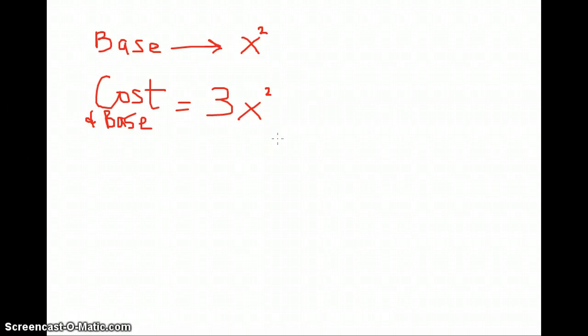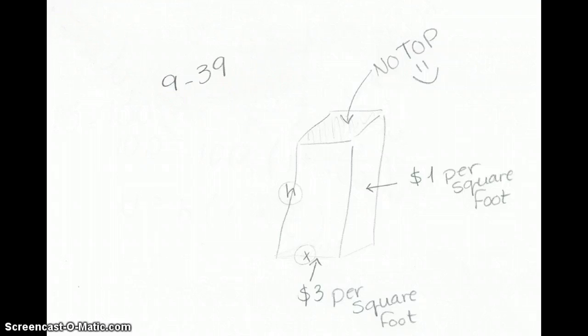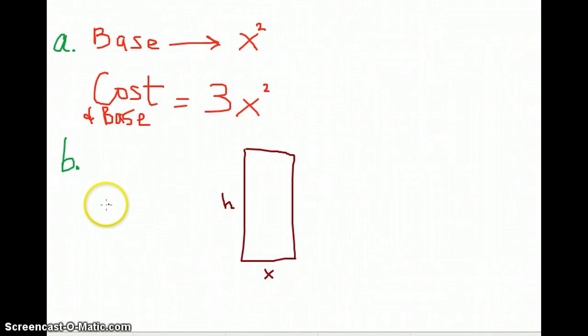Now, they're asking us for B, express the cost of the sides in terms of X and H. So let's do that part. If you notice, the side consists of X, and this is X as well, and this is height. So it's kind of a rectangle, right? Where this is X and this is H, right? So the area here is base times height, so X times H, right? So if I do X times H, that's the area of the side, but what's the cost of the side?